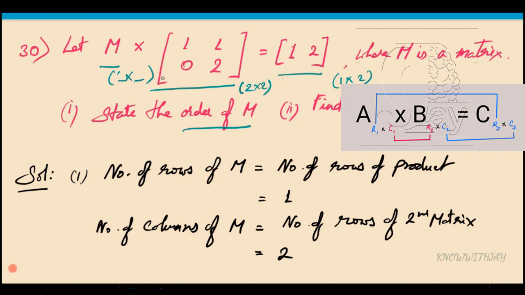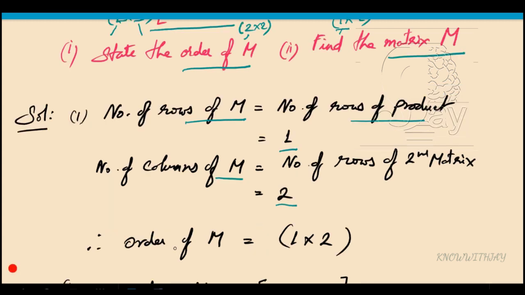We know two matrices are compatible for multiplication only when the columns of the first matrix equal the rows of the second matrix. So the number of columns of M should be the number of rows of the second matrix, that's 2, and the number of rows of matrix M should match the number of rows of the product. Okay, so this would be 1. So the order of M is 1 by 2.